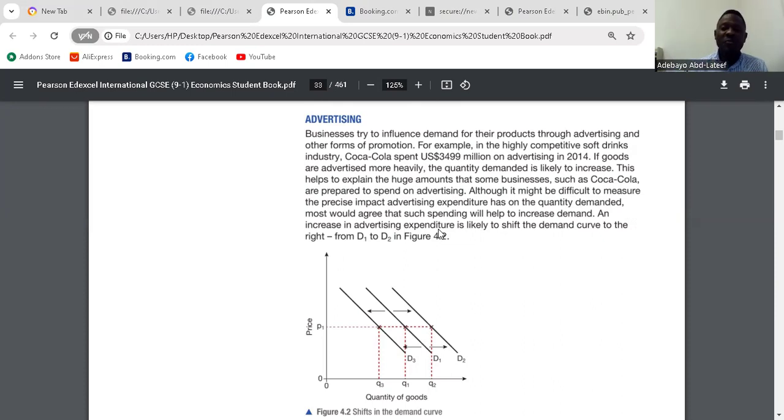So successful or effective advertisement will shift the demand curve rightward. Do you get it? Yes. So if the advertisement is successful, the demand curve will shift rightward from D1 to D2 because the quantity demanded will increase from Q1 to Q2. Yes. Is it clear, please? Yes.